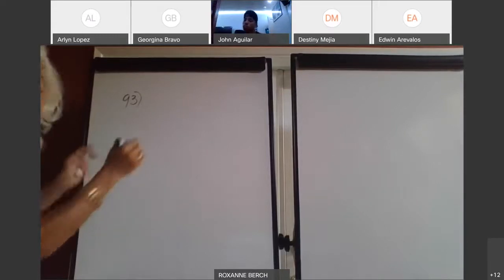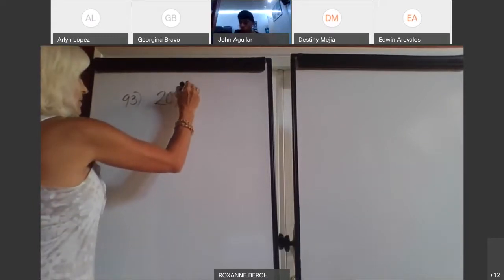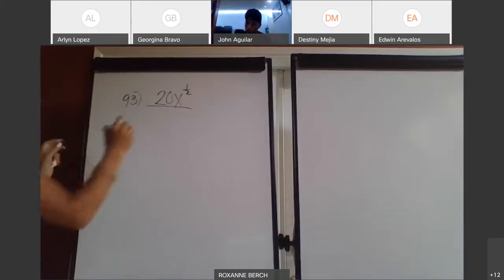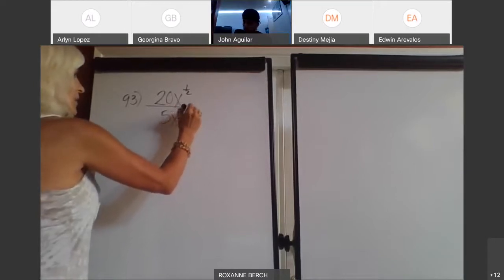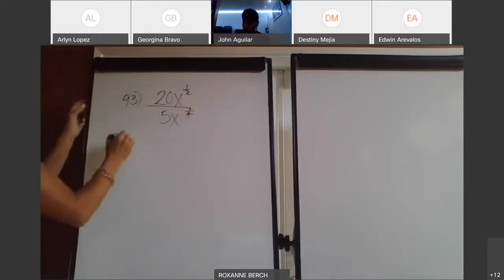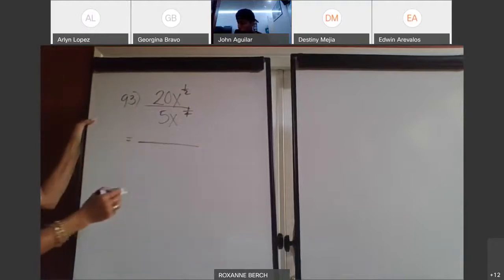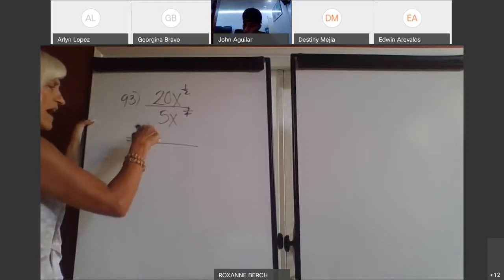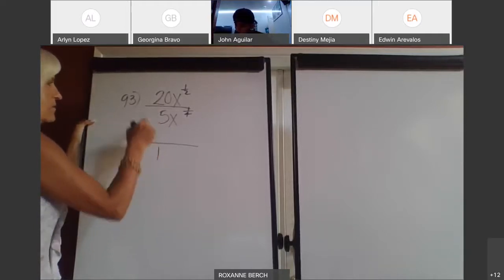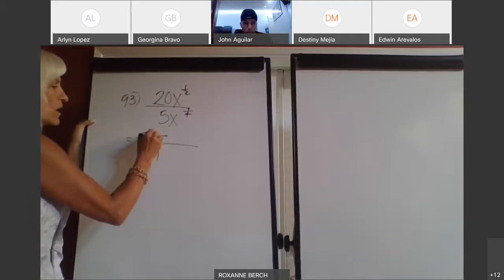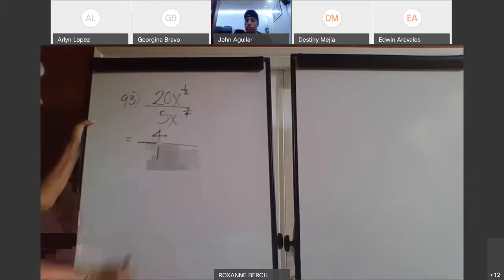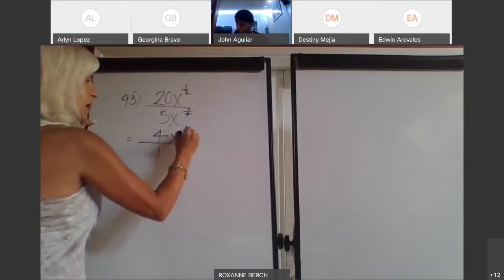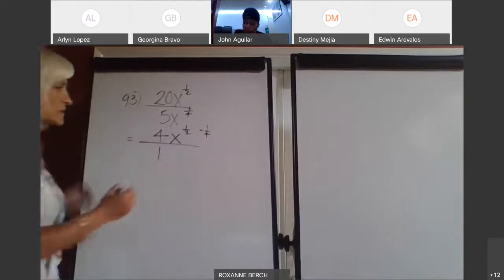Okay, this is 20x to the 1/2 over 5x to the 1/4. Do not change it to a radical. What you're going to do is simplify the 5 and the 20. Both of them are divisible by 5. 5 times what is 5? 1. 5 times what is 20? 4. And now remember the quotient rule? It says keep the base on the top and subtract the exponents.